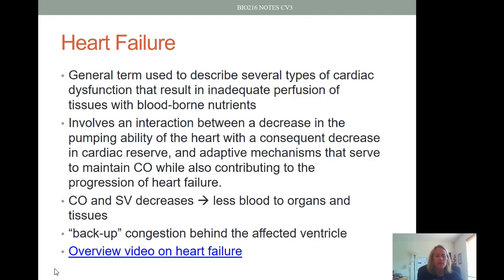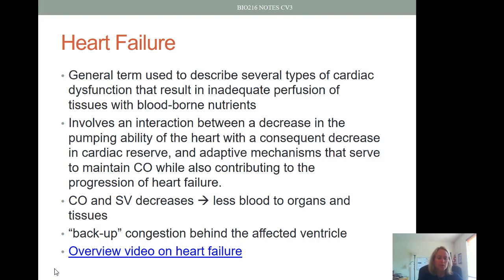Heart failure is a generic term that's used to describe different types of cardiac dysfunction that together result in an inadequate perfusion of tissues with blood. It involves an interaction between a decrease in the pumping ability of the heart with a consequent decrease in the cardiac reserve and adaptive mechanisms that are going to help to maintain cardiac output but end up ultimately contributing to the progression of heart failure.